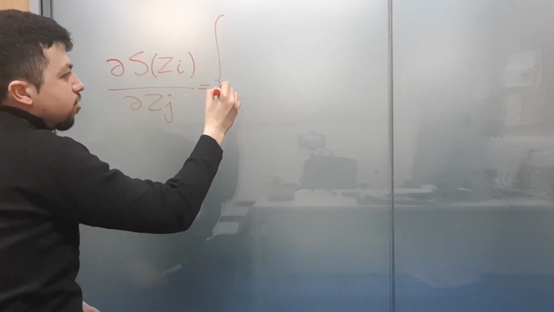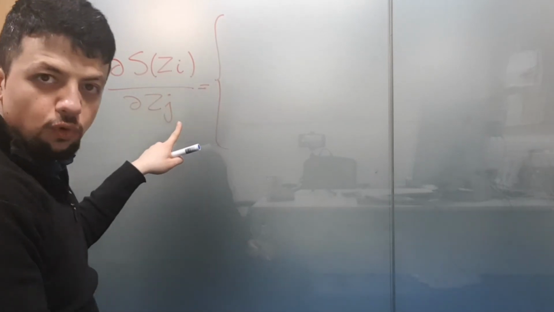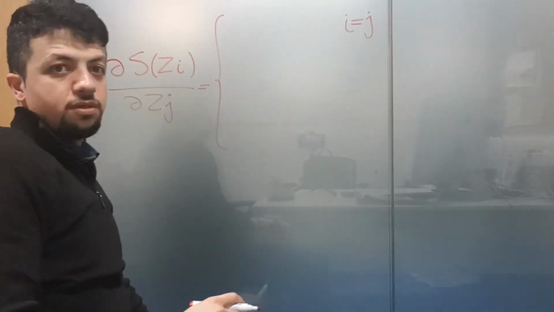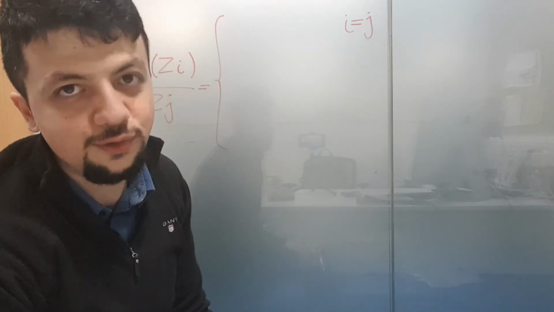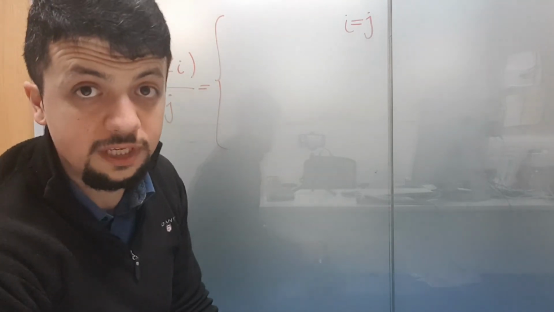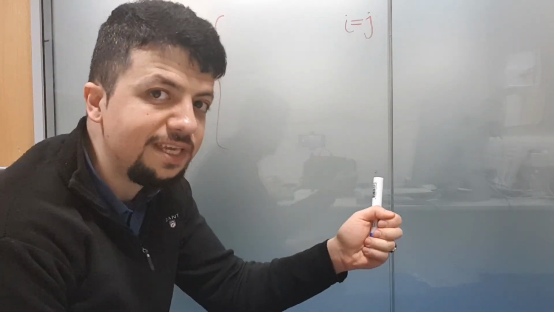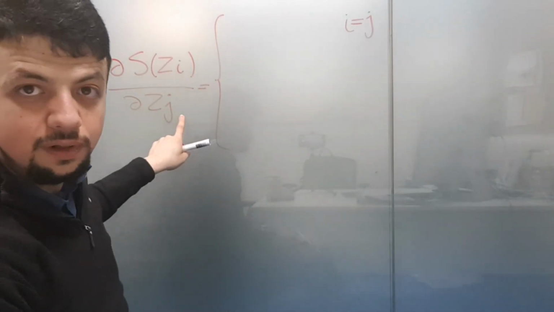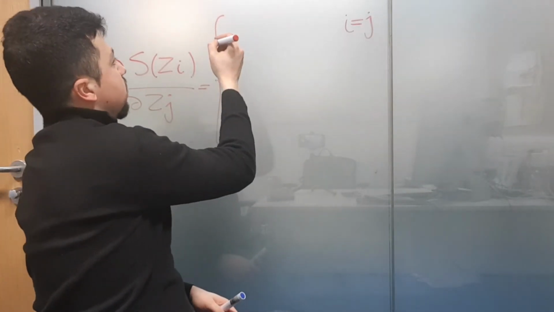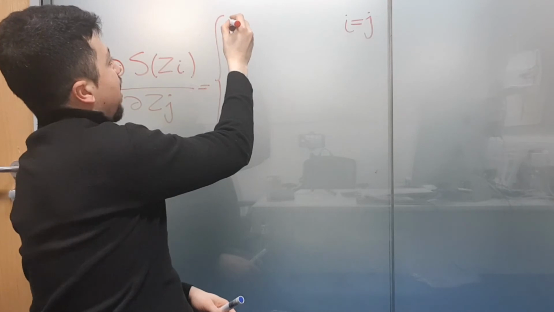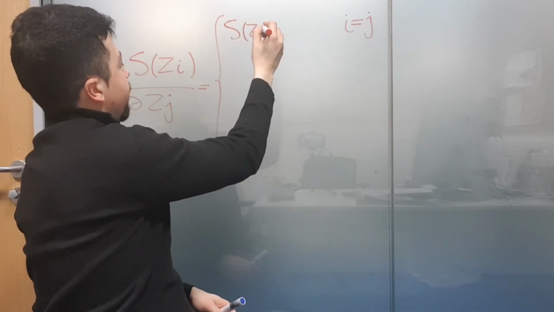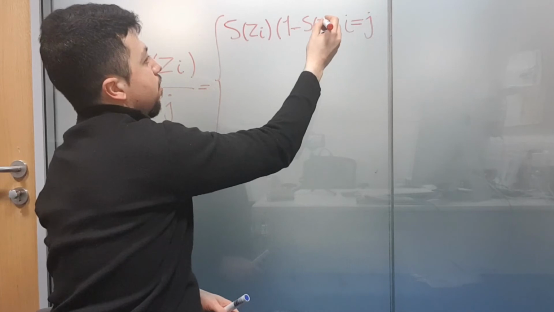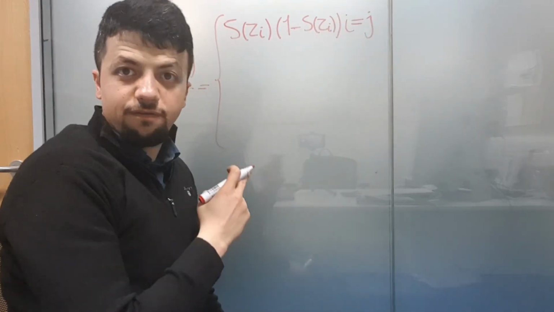two things could happen. If i and j are equal, which was the first case that we derived, meaning that I'm taking the partial derivative of s of z1 with respect to z1, or s of z2 with respect to z2, or s of z3 with respect to z3, in those cases, when i and j are equal, the rule says that would be s of zi multiplied by 1 minus s of zi. That was the first thing that we derived.